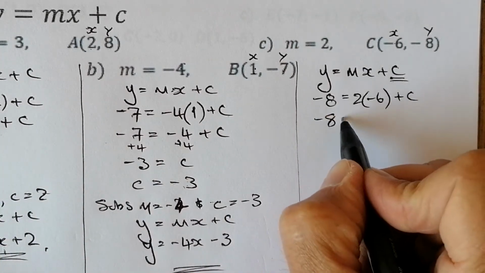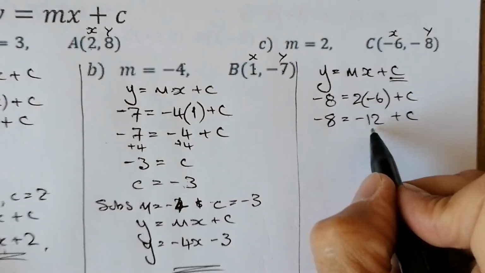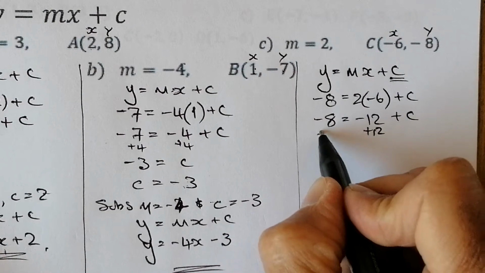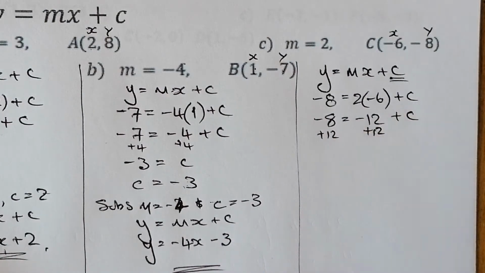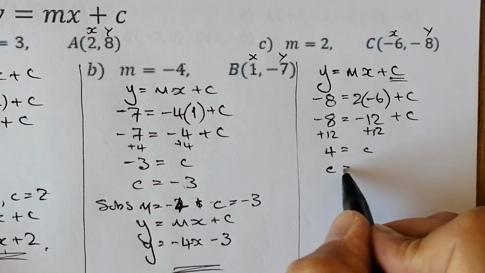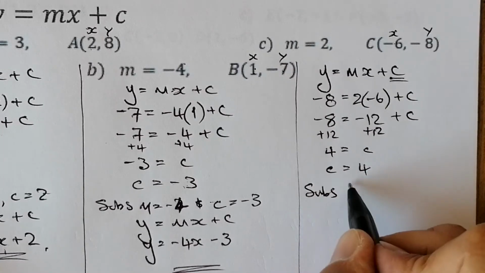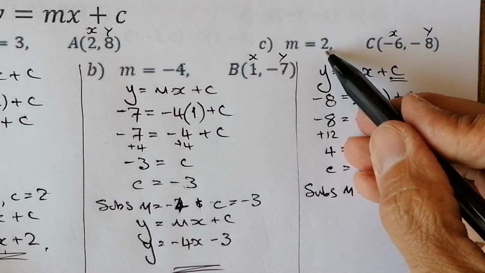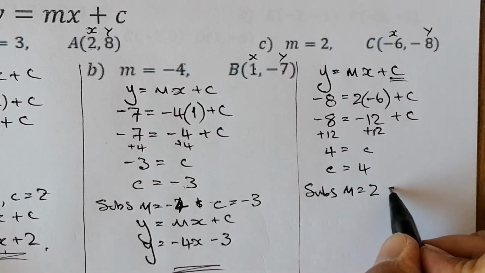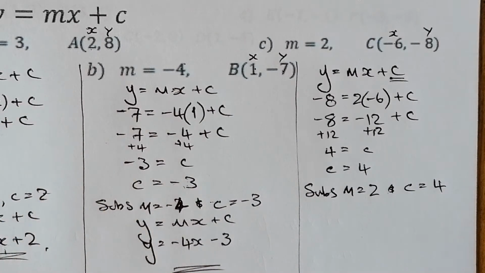If I multiply these together, I get -12 plus c, and then all I'm going to do is add 12 onto both sides, just like we do when solving equations to work out what c is, and that gives me 4. So c is equal to 4. Remember, substitute my gradient of 2, and the c value, which is the intercept for the y-axis. And remember that intercept is (0, 4) if you're asked for the coordinates of it.